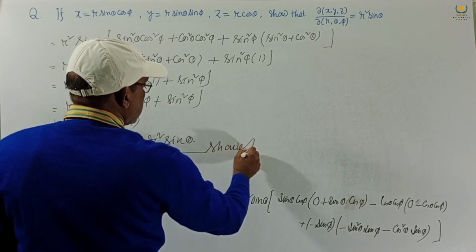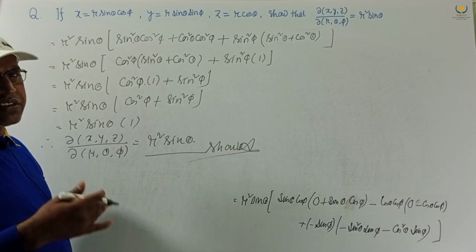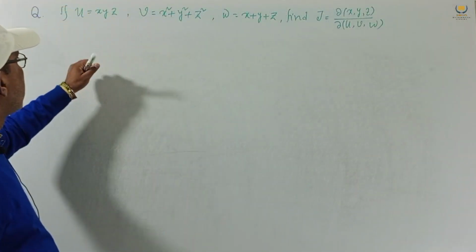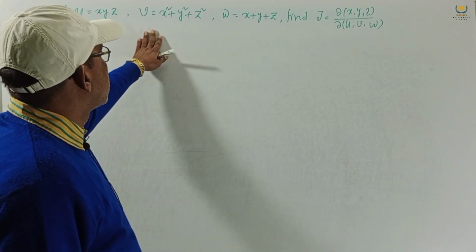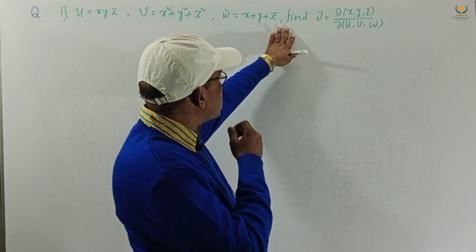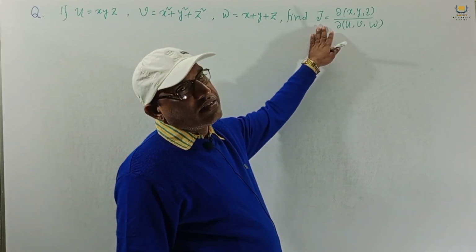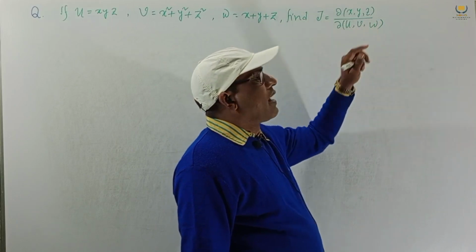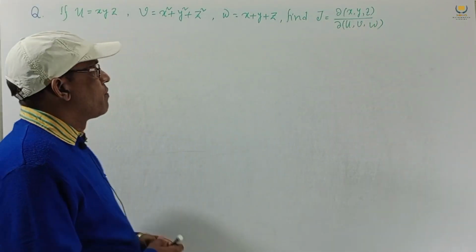Short. Very easy solution. Just systematically solve. Ultimately, the answer will come. Consider another problem. If u equal to xyz, v equal to x square plus y square plus z square, w equal to x plus y plus z, find J, the Jacobian, del x, y, z by del u, v, w.